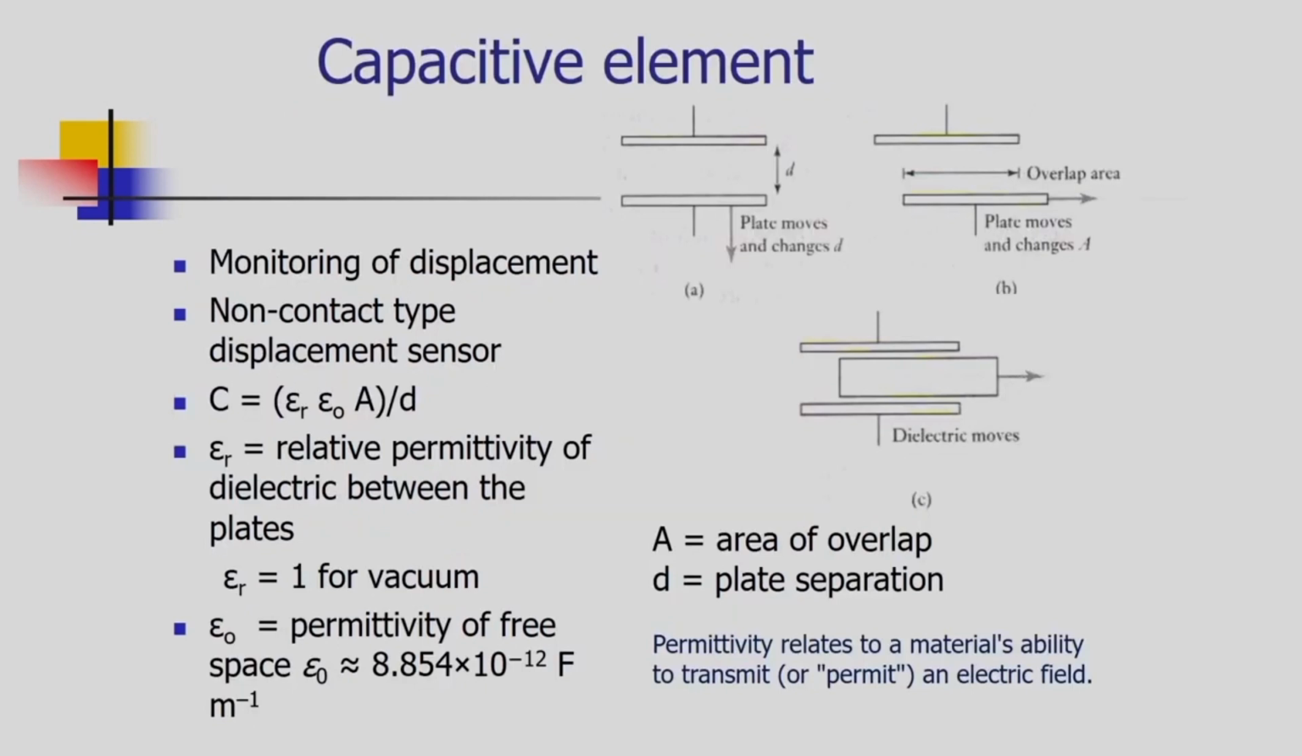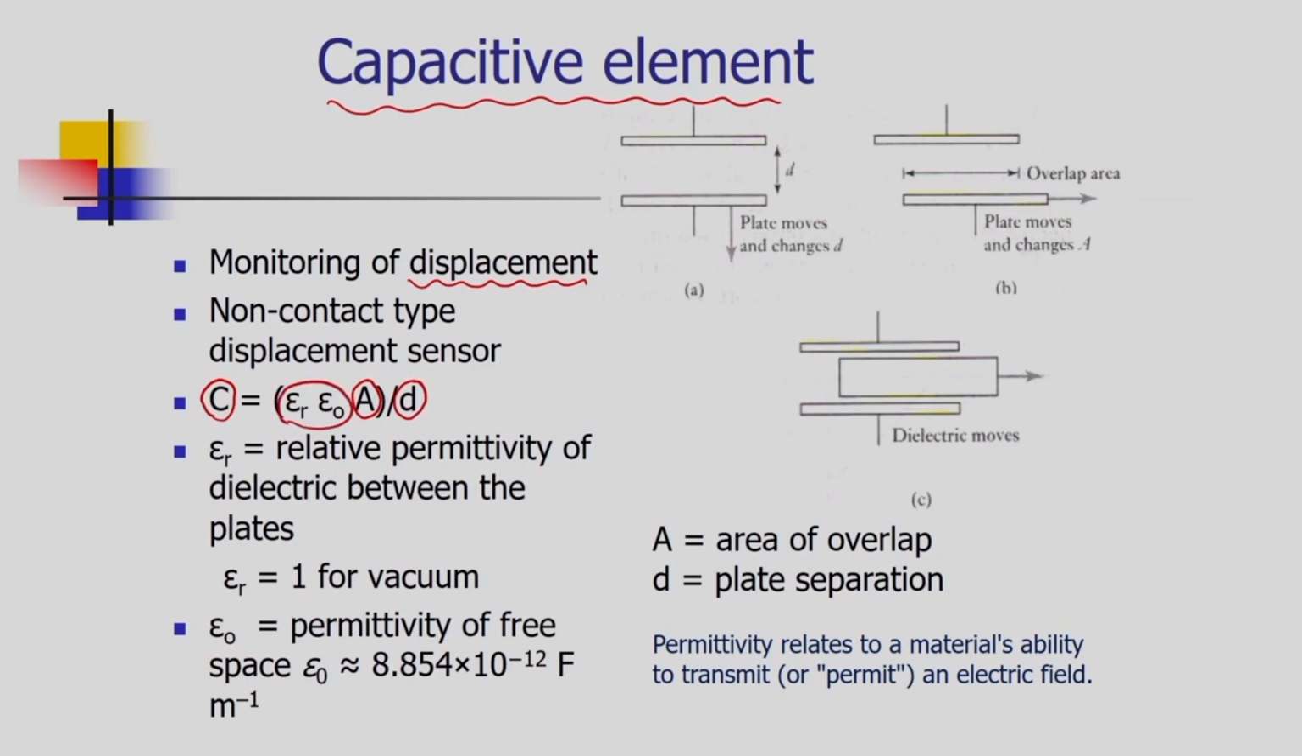The next sensor is the capacitive element sensor. Its advantage is that it is a non-contact type of sensor and it is used to monitor displacement. When two charged plates are closer to each other, the capacitance developed between them is directly proportional to their area of overlap and inversely proportional to the distance between the two plates.